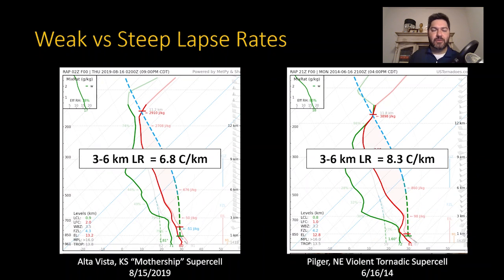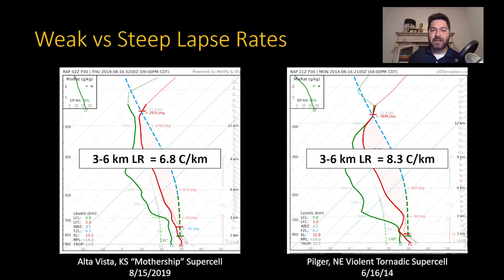Now this view shows the difference between weak and steep lapse rates. So on the left, you can see an example from 2019 of a forecast sounding for an event in Kansas where the lapse rate was actually relatively weak. You can see here in the 3 to 6 kilometer layer, the lapse rate was 6.8 Celsius per kilometer. And this was near the town of Alta Vista, where there was a mothership supercell there. And on the right, you see the forecast sounding for the Pilger, Nebraska violent tornadic supercell, where the lapse rate was 8.3 Celsius per kilometer.